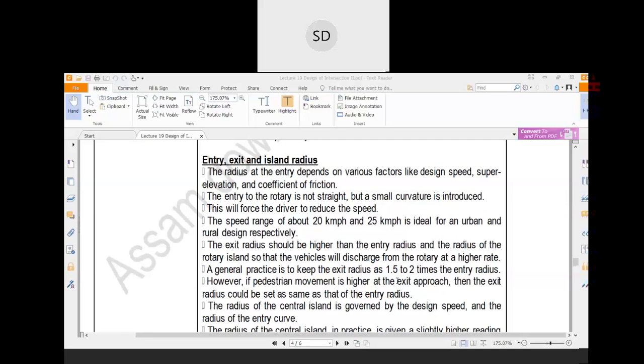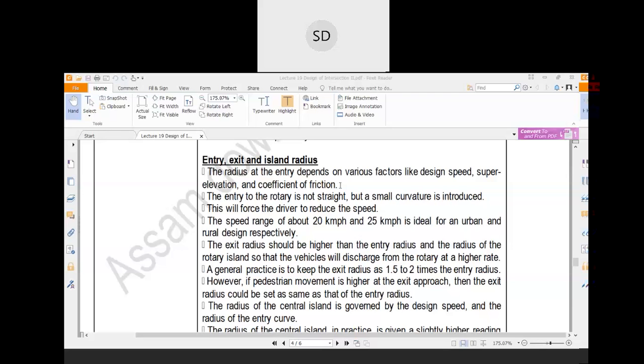Next is entry, exit and island radius. What should be the entry, exit and island radius? Now the radius at the entry depends on various factors like design speed, super elevation and coefficient of friction. If there is a curved path, there will be some centrifugal force, so super elevation has to be considered.